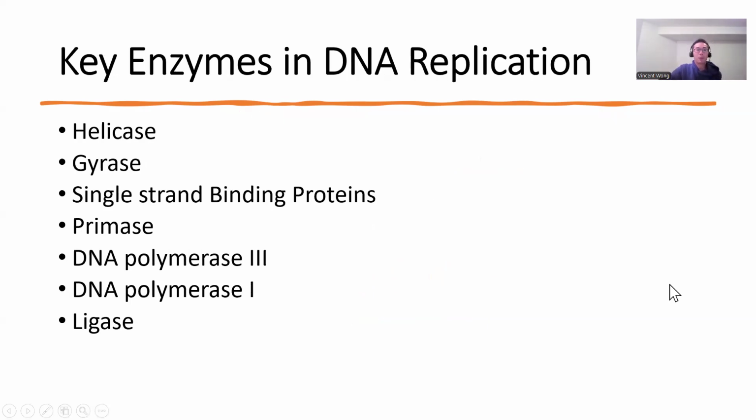All right. The process of DNA replication involves a lot of enzymes and proteins to make it possible. And here's a list of them. We will be learning about helicase, gyrase, single-strand binding protein, and maybe DNA polymerase 3 today. That's all the time we have. And then we'll learn the rest on Thursday.